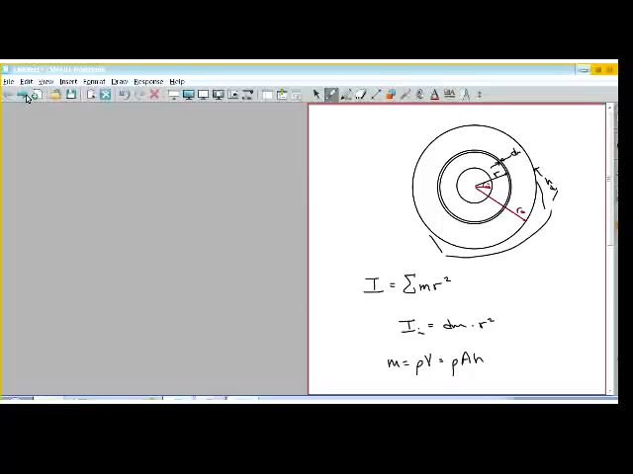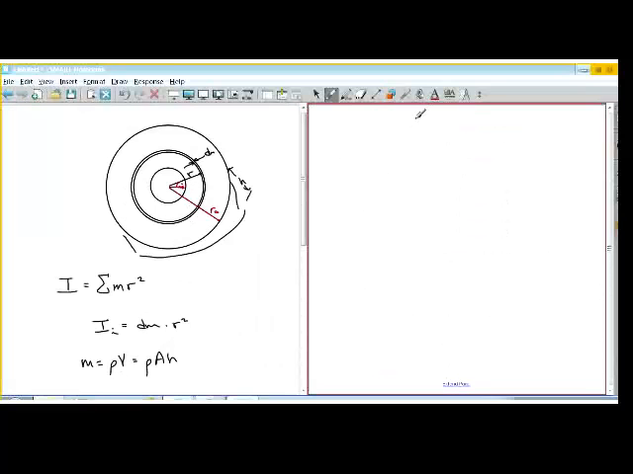Now the area of this piece, and it's really a differential area, so the differential mass, the density is constant. Let's just put that in there. So you're going to have density times area times height. And the density of the material is constant, and the height's constant, so you can take those outside of the differential. So we get just dA.